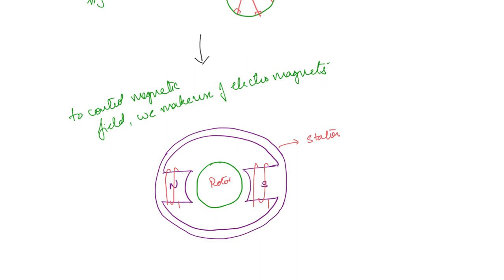Okay, so now what will be the magnetic field lines? They will be produced like this. From north to south they will be present. Now again from here they will complete the flux path along the stator. So the stator is giving a path to the flux.